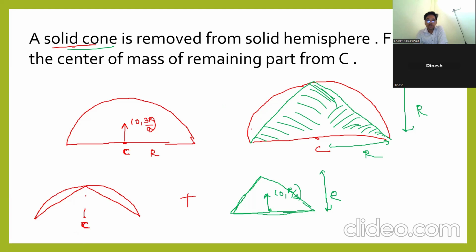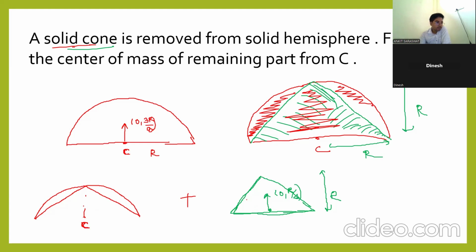Now, this cone is part of the solid hemisphere from earlier. The mass of the solid hemisphere lies here, and it also lies in this cone. If you take this cone and put it back in this cavity, then again the center of mass will be 0, comma 3r by 8. But if you cut it, there is a shift in the center of mass. The center of mass will not be there.